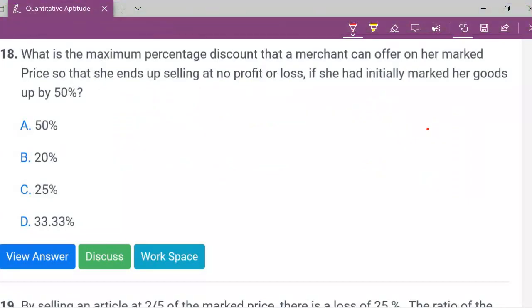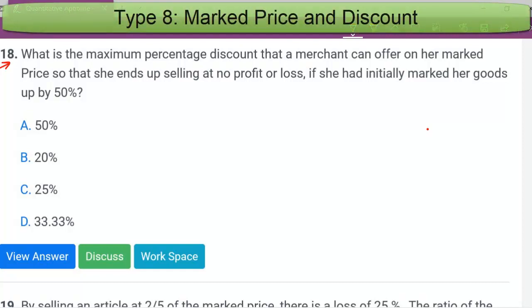So again we have a different type of question. Look at this. What is the maximum percent discount that a merchant can offer on her marked price so that she ends up selling at no profit or loss if she had initially marked her goods up by 50%? So here a term you can see, marked price, is given. So what happens is on CP you get a marked price, a percentage markup over here, and then some discount can be given over this marked price, and finally you get a selling price. So this is the thing, right?